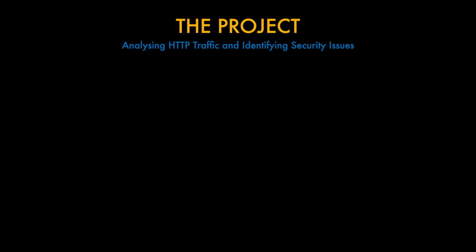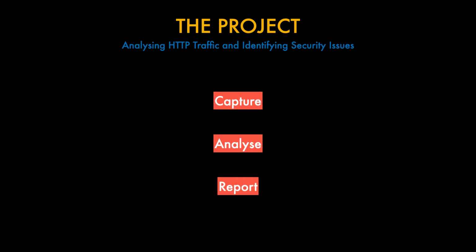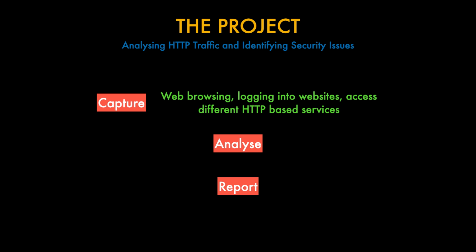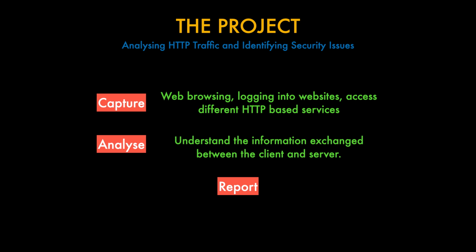We're going to break it down into 3 different sections. These sections will be capture, analyze, and report. In the first section, capture, once you've downloaded Wireshark and played around with it a little bit, I want you to perform various activities on your computer that involve things like web browsing, logging into websites, and accessing different HTTP-based services. Once you've done that, I want you to move on to the analyze phase.